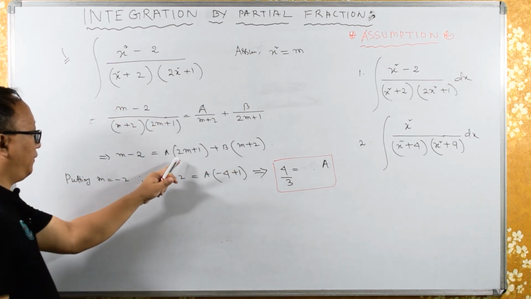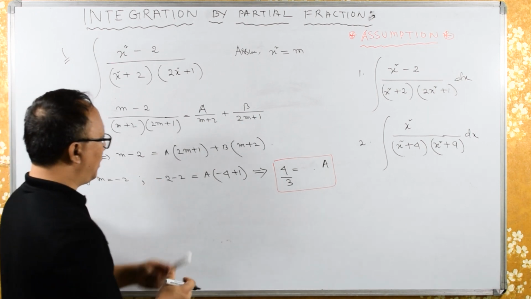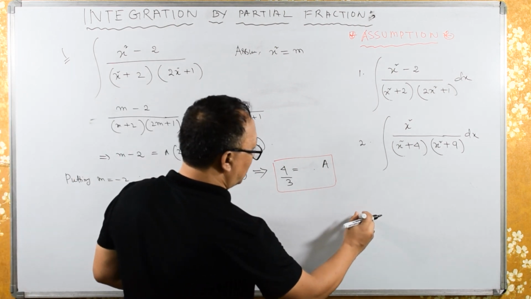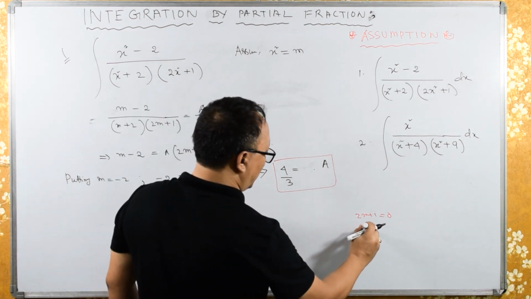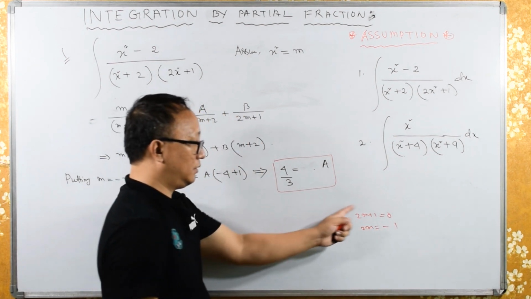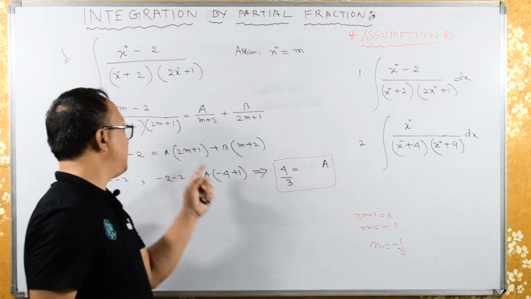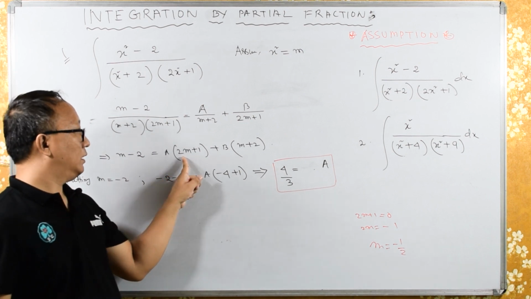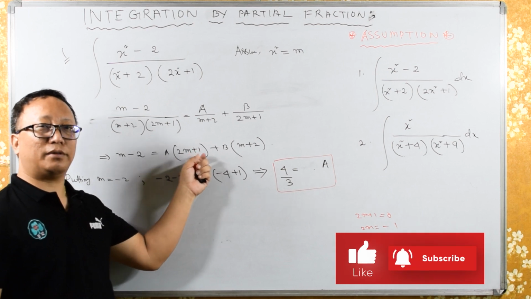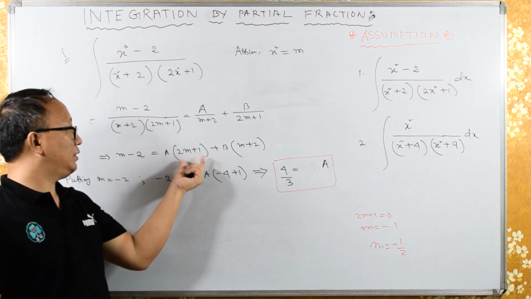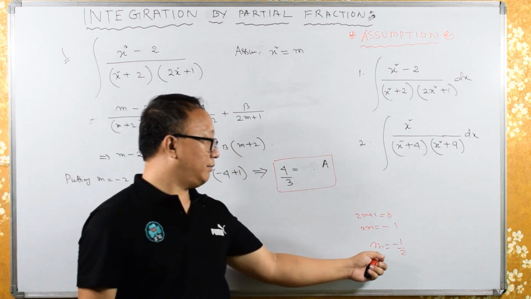Now I want to remove the A term. Set 2m + 1 = 0, so 2m = −1 and m = −1/2. If I substitute m = −1/2, then 2m + 1 becomes −1 + 1 = 0, and 0 times A is 0. So I will get the value of B if I substitute m = −1/2.